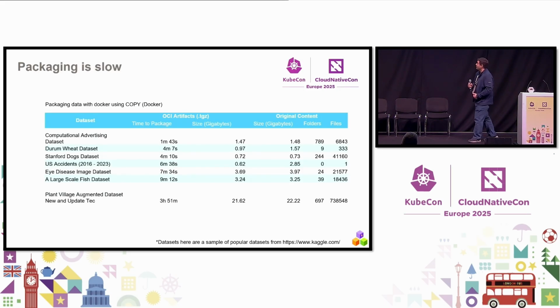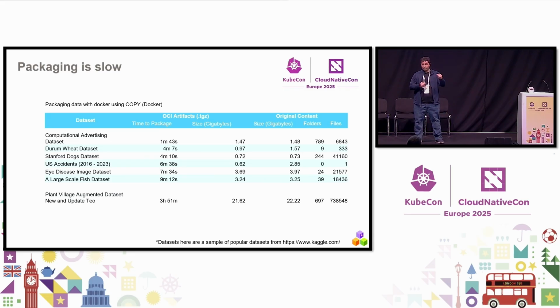So here is a bit of an illustration of what the cost is for packaging a bunch of data. We grabbed some data sets from kaggle.com. We grabbed some popular machine learning training data sets just to get a little bit of an understanding of what the cost is. We used COPY from a Dockerfile, just to try to illustrate this so people can replicate it if they want to. And then we started packaging these, and we noticed a number of things.